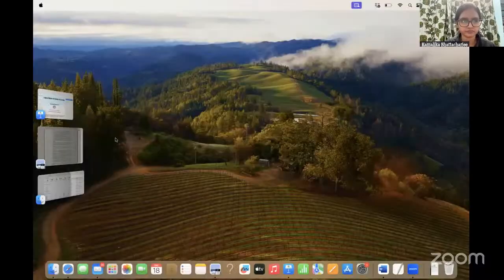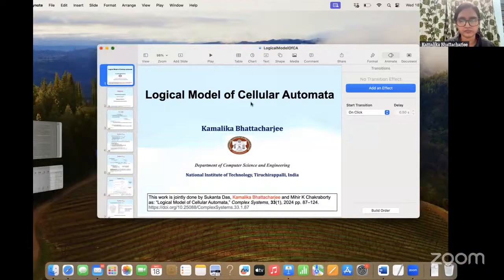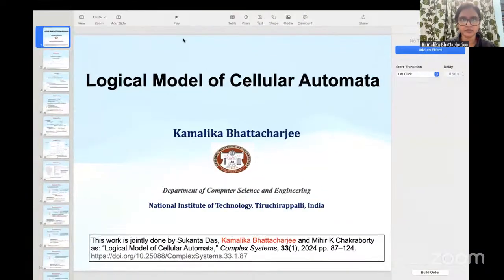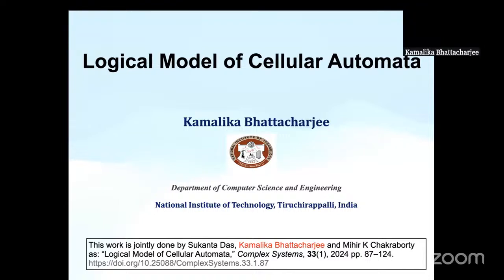Yeah. So can you share your screen? Yeah, sure. Can you see my screen? Yes, we can see your screen. Can you make it full screen? Yeah. Now can you?